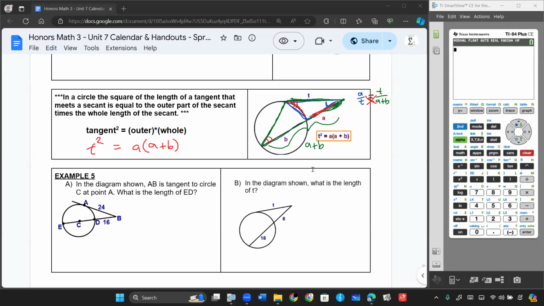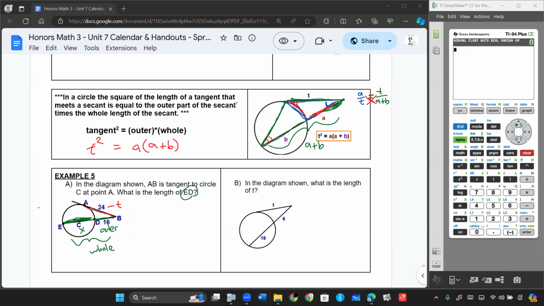We have 2 examples down below. We'll start with this one over here. Example 5, we have a tangent that's 24. That's going to be your T. And then in this other triangle, we have the 16, which is the outer portion. We're trying to find the length of ED. Well, ED is this part right inside here. That's actually the diameter, but we can get more into that later. We're just going to call that X, but the whole thing is going to be the 16 plus the X.